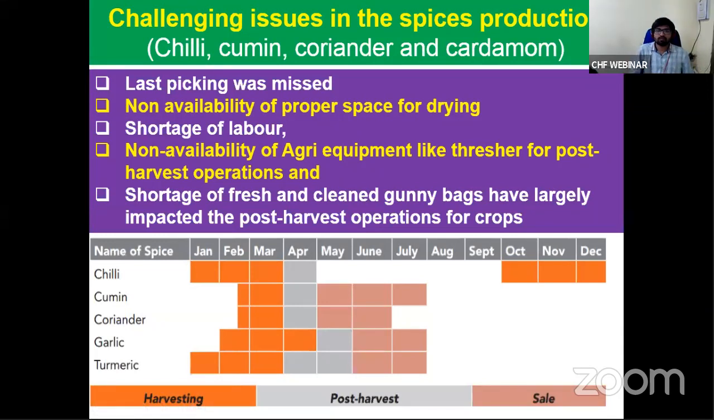Okay. Another problem of the spices. A lot of post-harvest processing was not actually done for most of the spices because of a lack of laborers, and they had all gone back home. So these are the impacts we have seen.